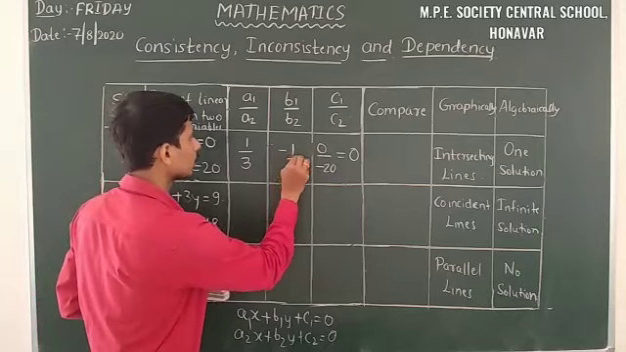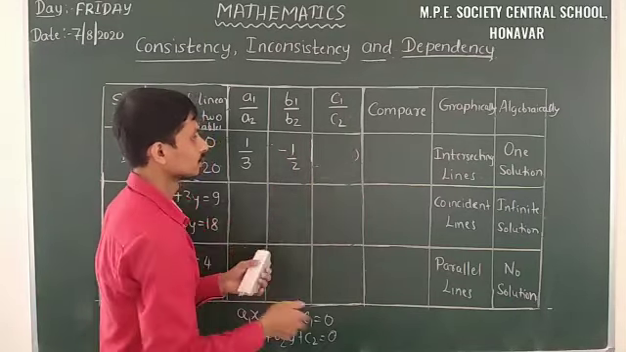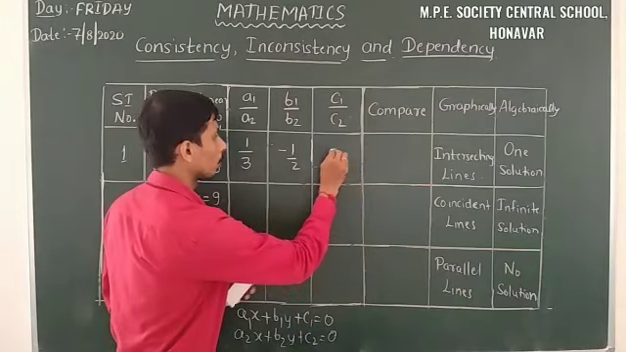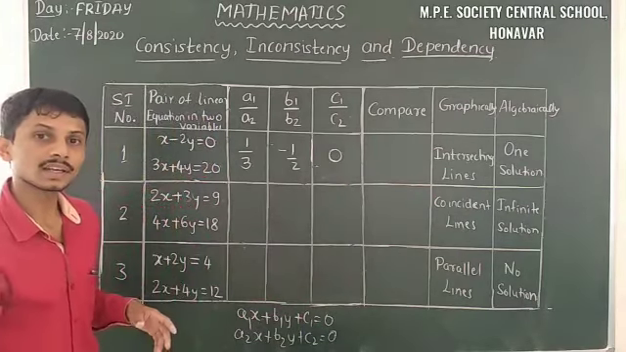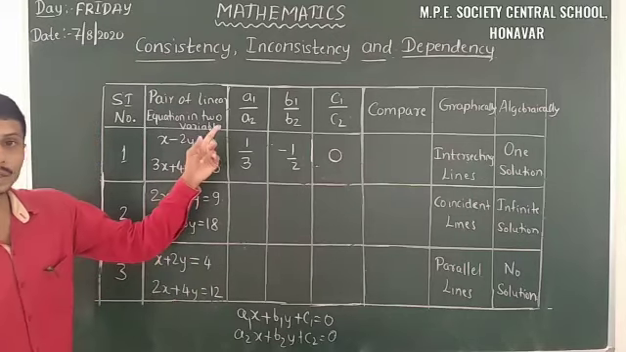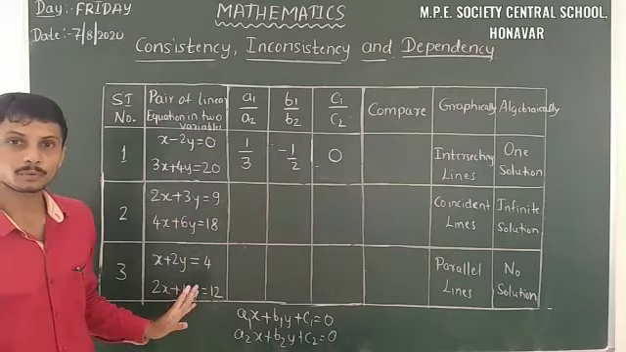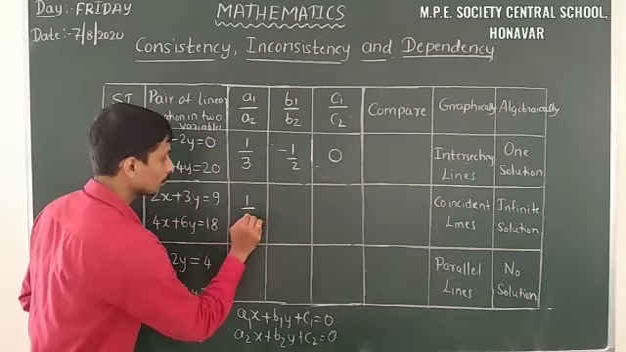It is here minus 1 by 2. And here we got the value as 0. Okay, so then let us come to the next point. Here just compare a1 is 2 and a2 is 4. So that means 2 divided by 4. 2 divided by 4 means it's 1 by 4.